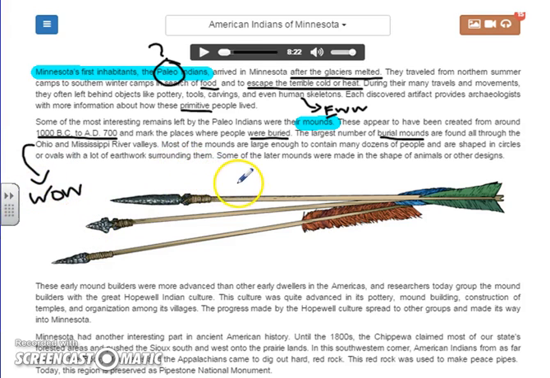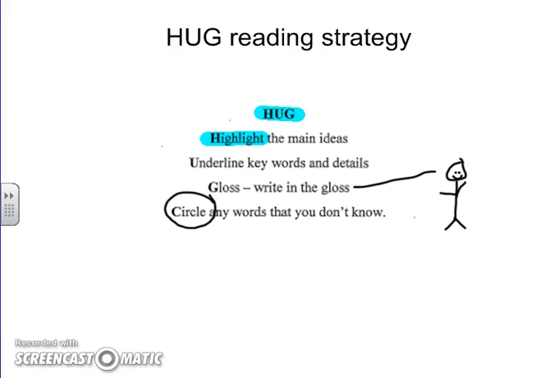Most of the mounds were large enough to contain many dozens of people. Oh my gosh. And were shaped in circles or ovals, with a lot of earthwork surrounding them. Earthwork. I wonder what that means. I'm going to have to look that one up later. Some of the later mounds were made in the shape of animals or other designs. I bet mounds look like this. Okay, I'm going to make some mounds. Okay, those are my burial mounds. This is me writing in the gloss. So I hope I've given you some information on how to use the HUG strategy.